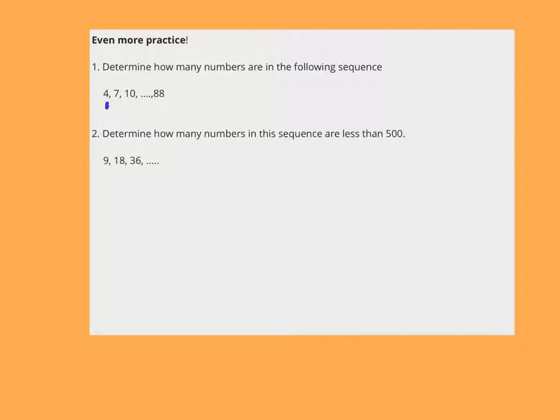So I know what the first term is, I know what the second term is, I know what the third term is. I have a bunch of terms in between, and I don't know what the position of 88 is. So I need to first decide whether my sequence is arithmetic or geometric. I can see that from 4 to 7 I'm adding 3, 7 to 10 I'm adding 3. So because I'm adding the same amount, I'm going to say that it's an arithmetic sequence. And the explicit formula for an arithmetic sequence is a sub n is equal to a sub 1 plus the quantity n minus 1 times d.